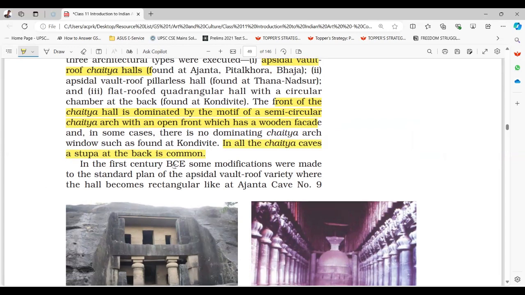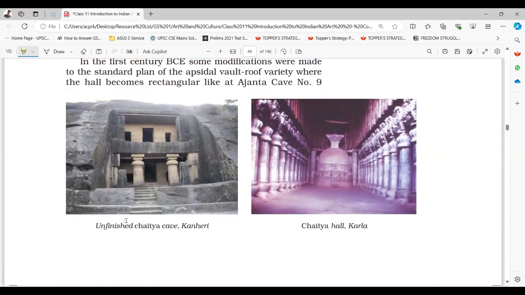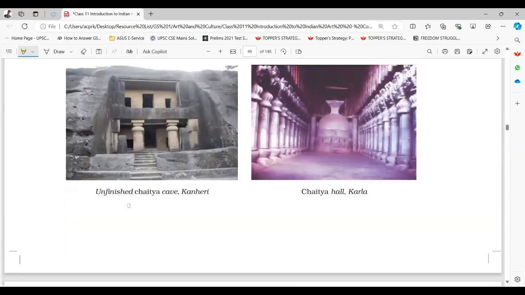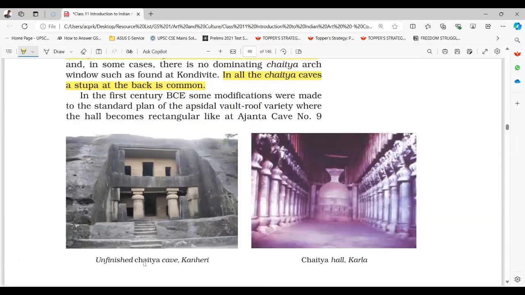In the 1st century BCE, some modifications were made to the standard plan of the apsidal vault-roof variety, where the hall becomes rectangular, like at Ajanta Cave number 9, with a stone screen wall as a facade. Here you can see an unfinished chaitya cave, Kanheri.